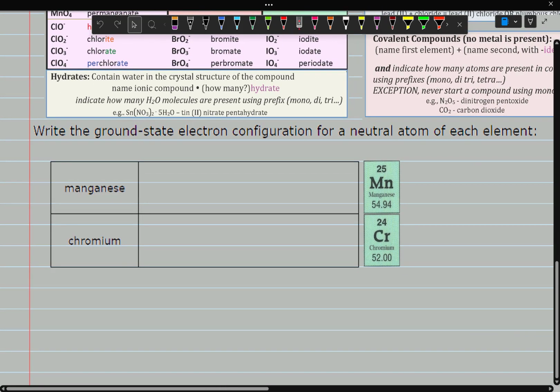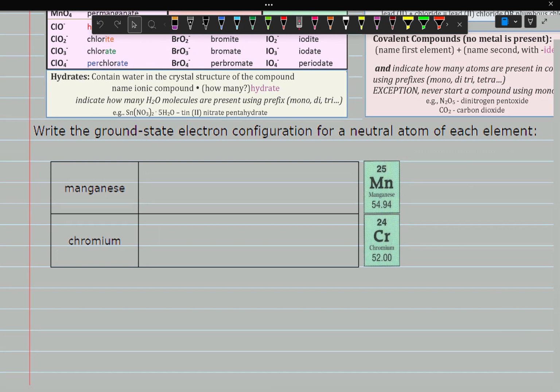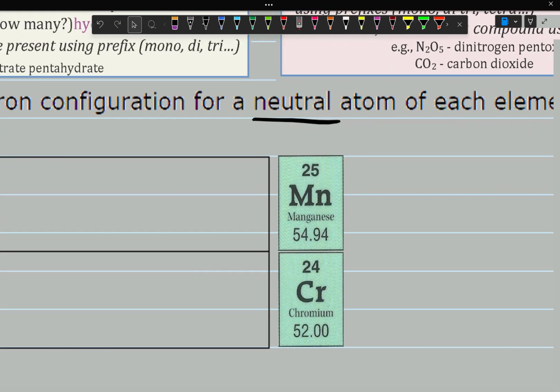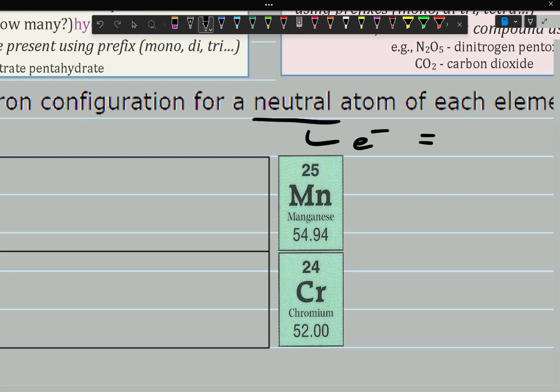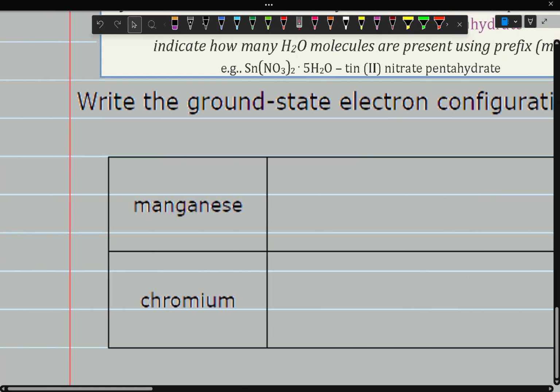So this says write a ground state electron configuration for the neutral atom of each element. So this is a neutral atom. Because it's neutral, we know that the amount of electrons is going to equal the amount of protons. So manganese has 25 protons, and therefore we're writing an electron configuration containing 25 electrons.